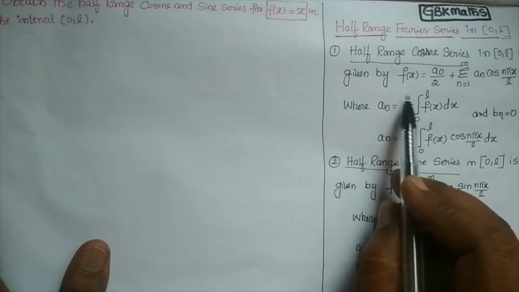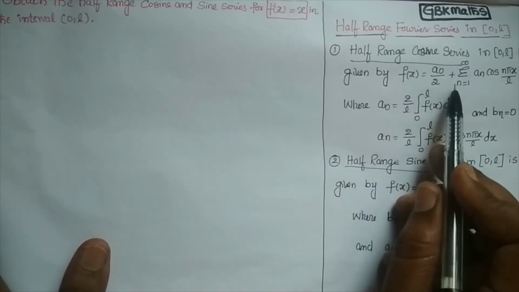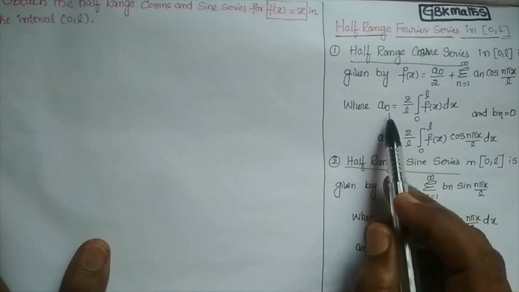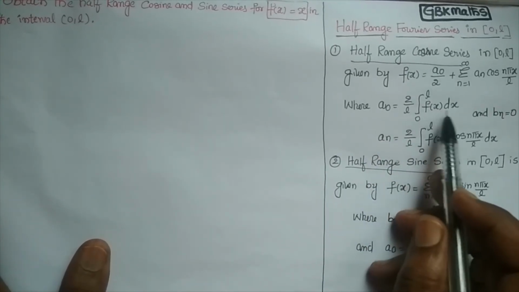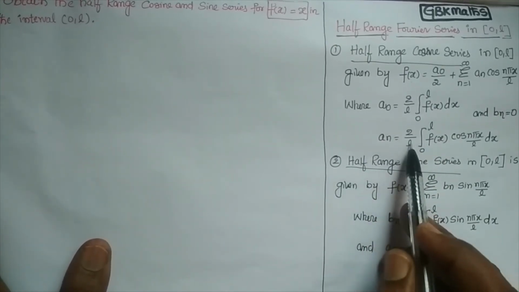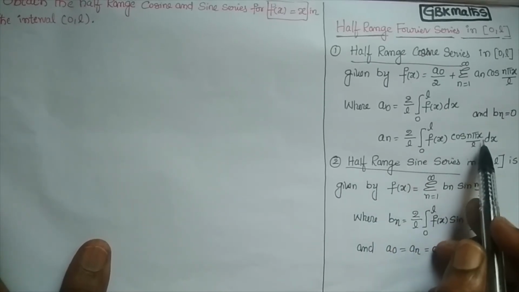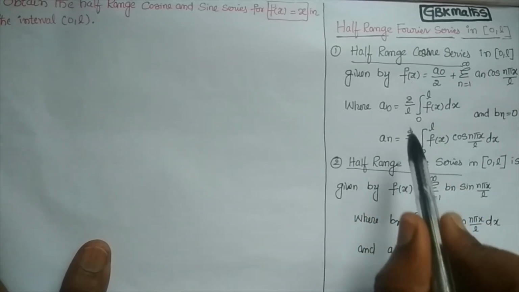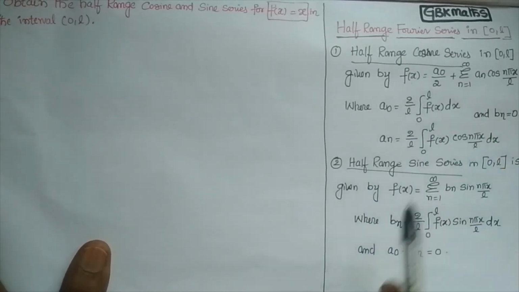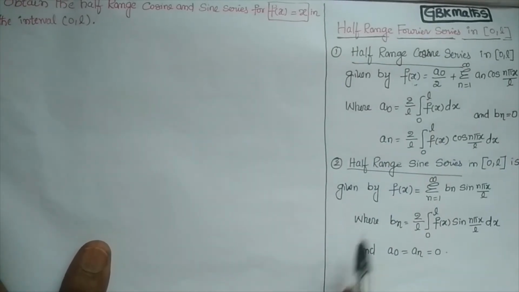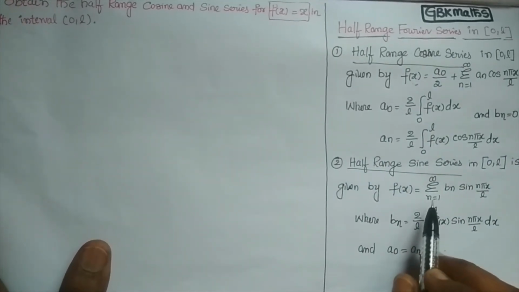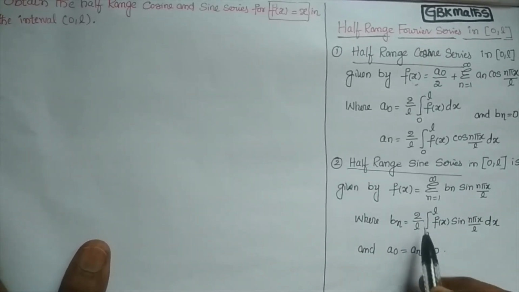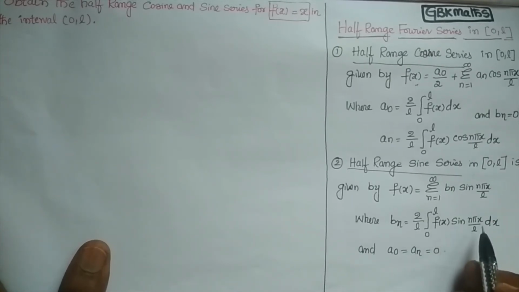The half range cosine series is given by f of x is equal to a0 by 2 plus summation n is equal to 1 to infinity an cos n pi x by L. Here a0 is equal to 2 by L integral 0 to L f of x dx, and an is equal to 2 by L integral 0 to L f of x cos n pi x by L dx. Find a0 and an and substitute in equation number 1. The half range sine series is f of x is equal to summation n is equal to 1 to infinity bn sin n pi x by L, where bn is equal to 2 by L integral 0 to L f of x sin n pi x by L dx.